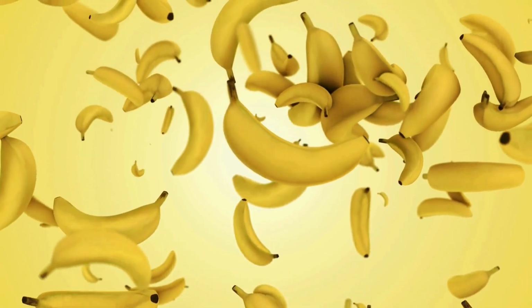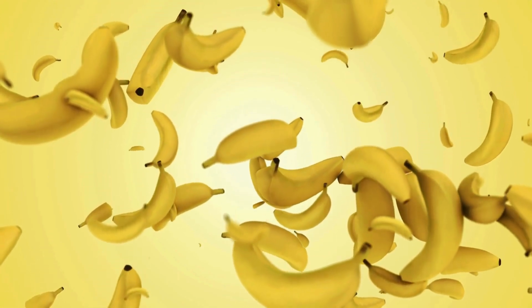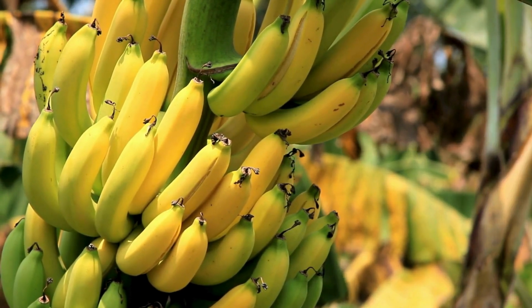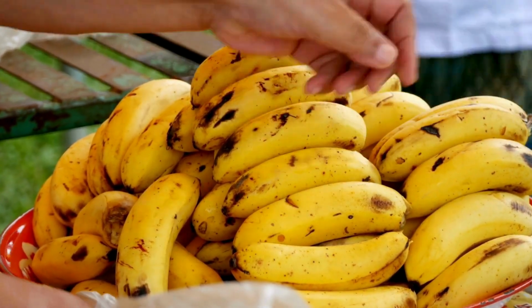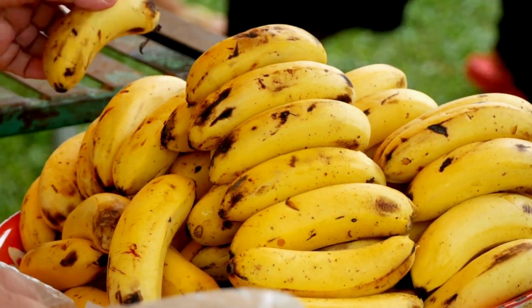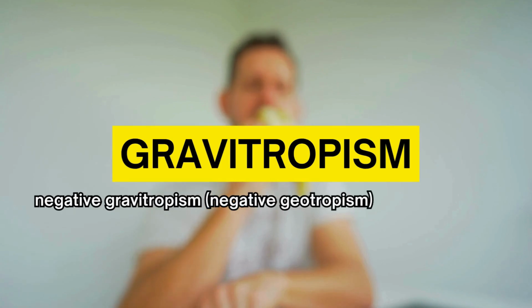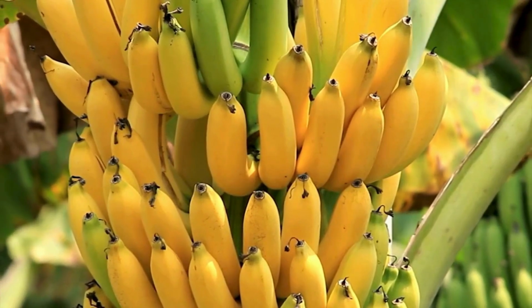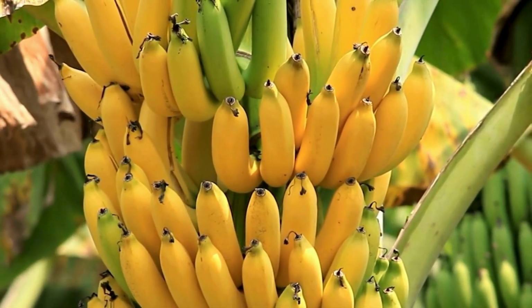The answer starts with gravity. Plants don't just exist in gravity, they respond to it, and bananas are especially sensitive to this force. As the fruit develops, different sides of the banana grow at slightly different rates, and over time, that tiny difference builds up and causes the fruit to bend. This process is known as gravitropism, meaning growth in response to gravity. In bananas, it creates a gradual upward curvature against the initial downward pull.